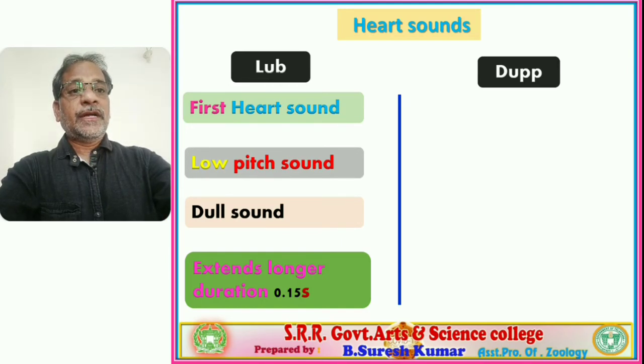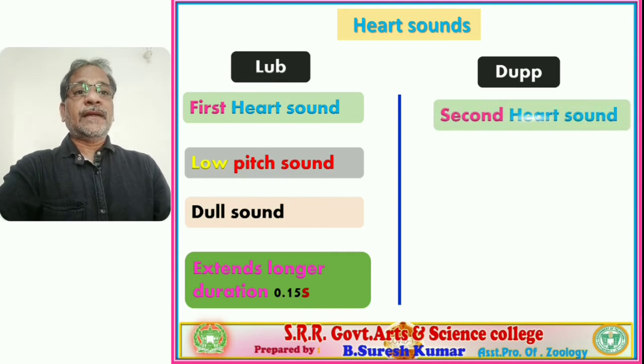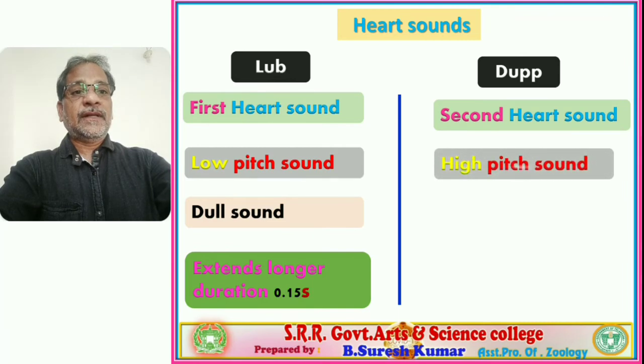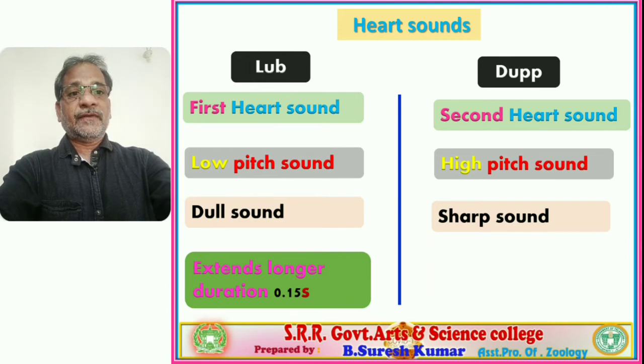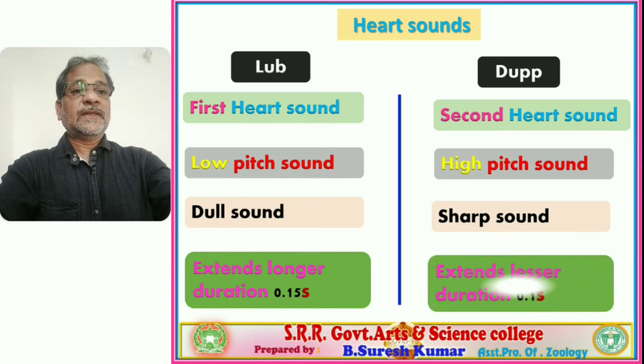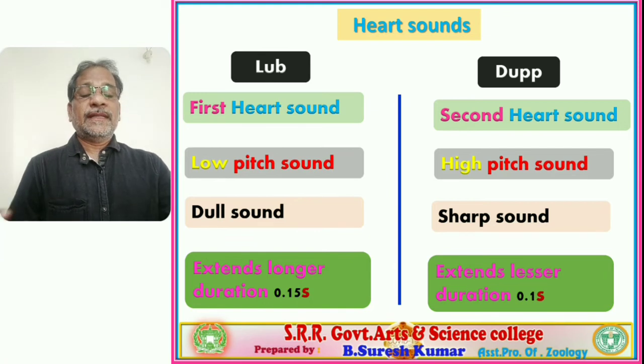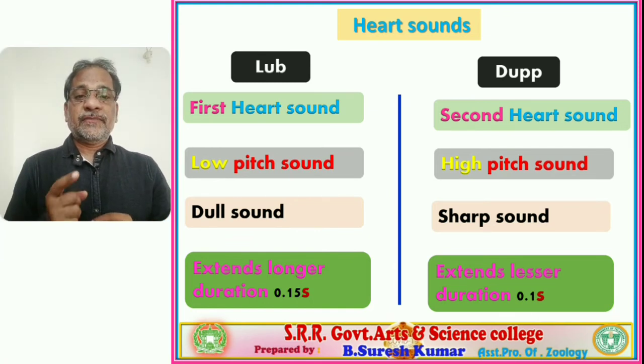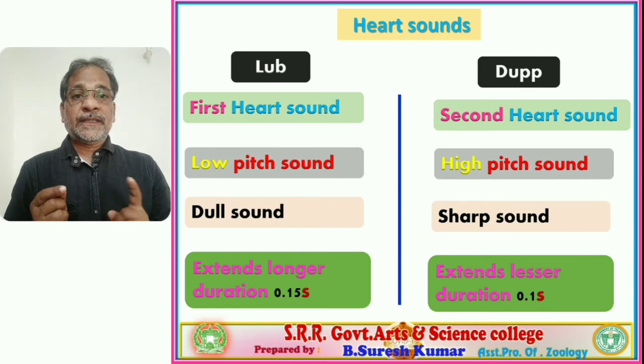What about dub? The dub is the second heart sound, a high pitched, sharper, louder sound. It is a very sharp sound and extends for a shorter duration, about 0.1 second. That is the difference. So these are the contrasting features between the first and second heart sounds.